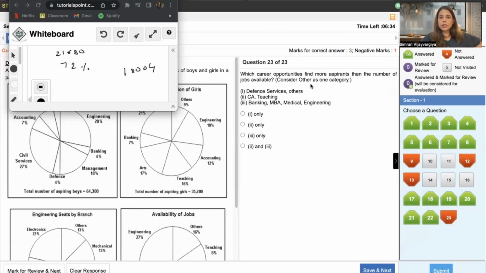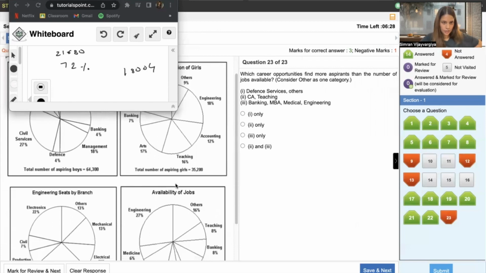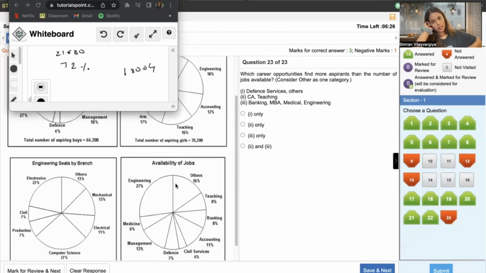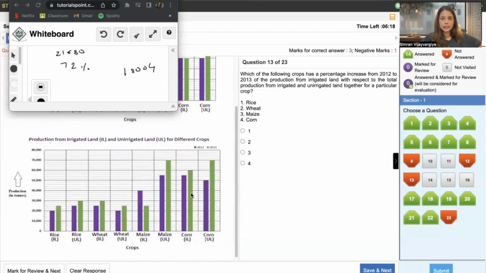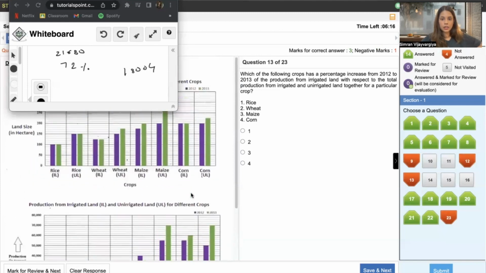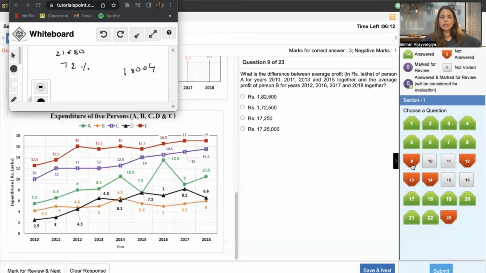Which career opportunities find more aspirants than the number of jobs available? Okay. So I think this is going to take a little bit of time. If I have time left, I'll come back to it because I only have 6 more minutes left. I'll try to get these questions done. Okay. Let's try this.